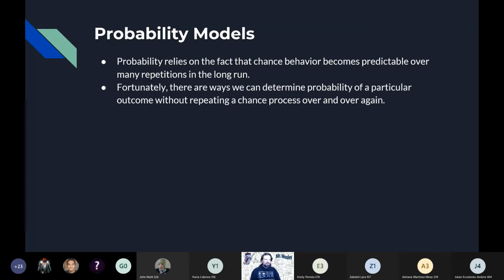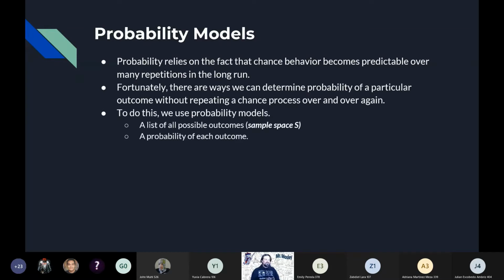Fortunately, there are ways we can determine the probability of a particular outcome without repeating a chance process over and over and over again, right? So there's other tools besides simulations, which still can be very time-consuming and difficult to set up, depending on the number of things that could happen, where we can use a probability model instead. To do this, we use probability models. These consist of a list of all possible outcomes. We call this the sample space, and it gets the letter S.